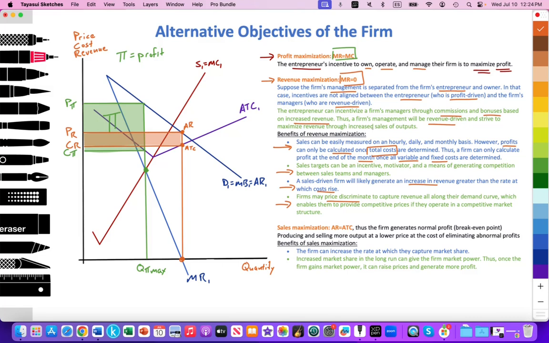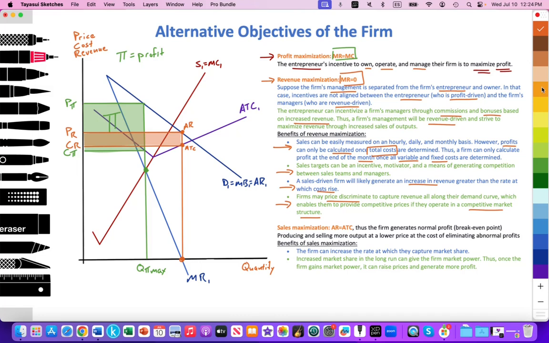People have different elasticities of demand for a particular good, and so firms are able to price differently to different consumers. So price competition can come into play here. And that price competition also allows the firm to be providing prices that are competitive if they're operating in a very competitive market structure. All right, so those are some of the benefits there.